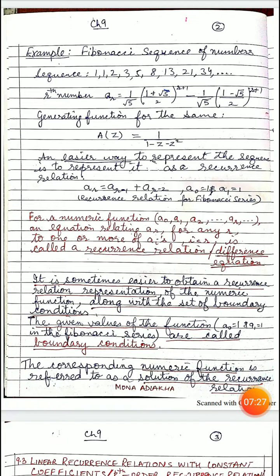It is sometimes easier to obtain a recurrence relation representation of a numeric function along with the set of boundary conditions. In the case of the Fibonacci series, the recurrence relation representation of your numeric function is much easier to understand and relate to as compared to the rth term of the numeric function or the generating function. The given values of the function, in this case a0 equal to 1 and a1 equal to 1, are called the boundary conditions.